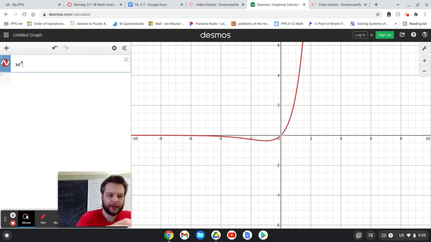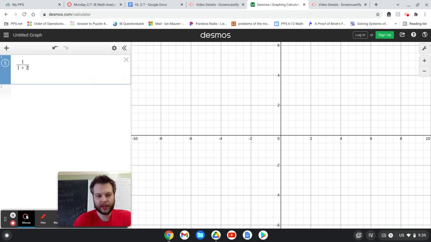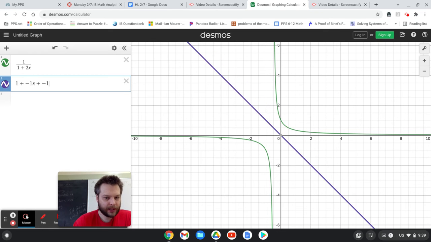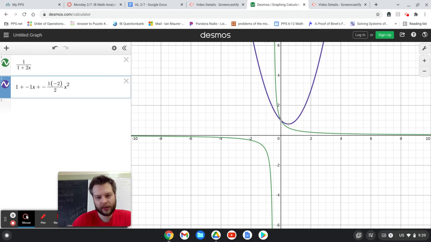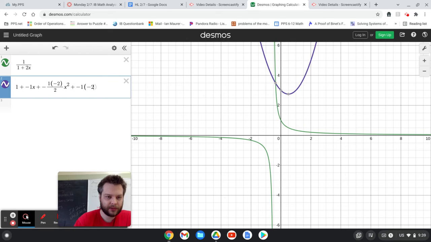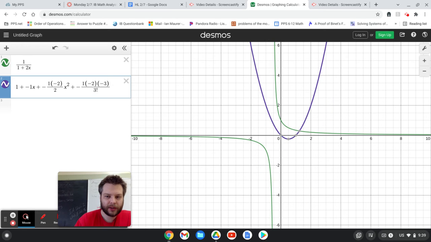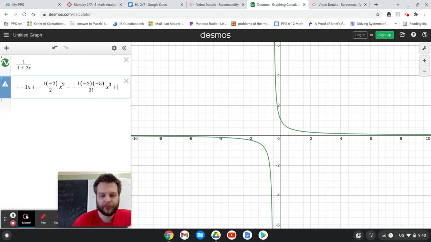Let's go back over to our examples here. So we're going to go 1 over 1 plus 2x. There's our function. And we're going to go 1 plus negative 1x plus negative 1 times negative 2 over 2x squared. Okay, we're starting to approximate it. Plus negative 1 times negative 2 times negative 3 over 3 factorial x to the third. So we're getting closer and closer. We could keep this going on forever.